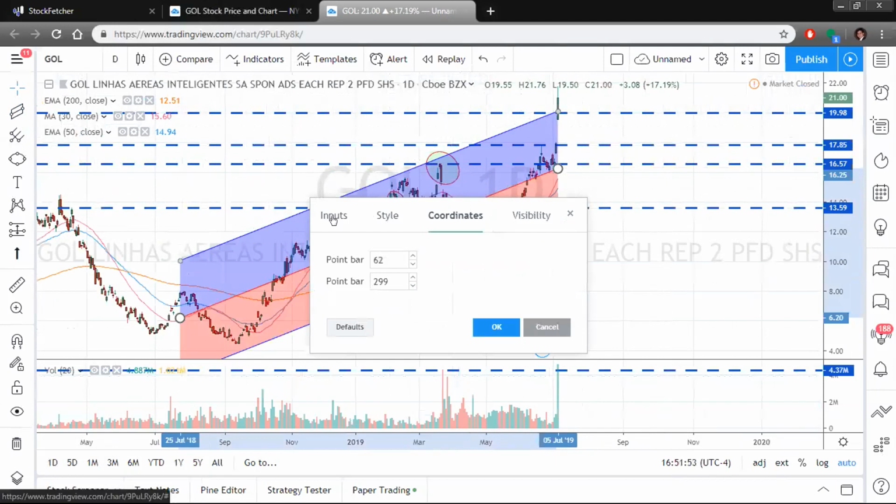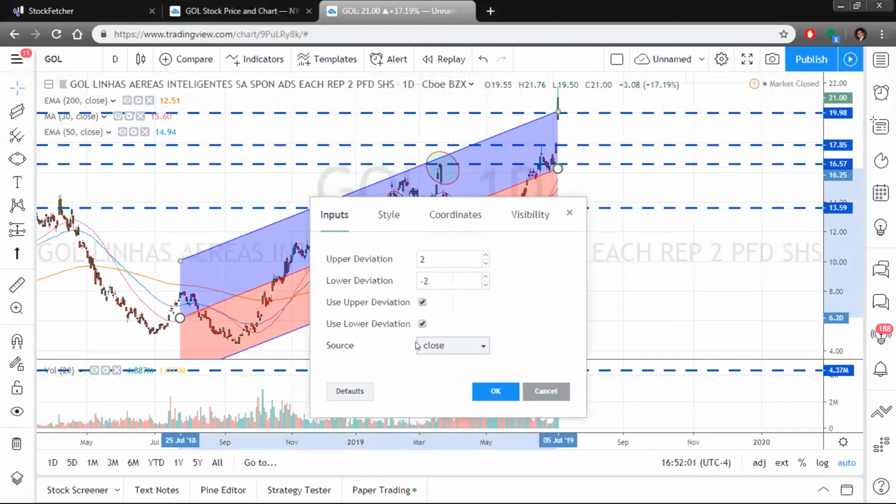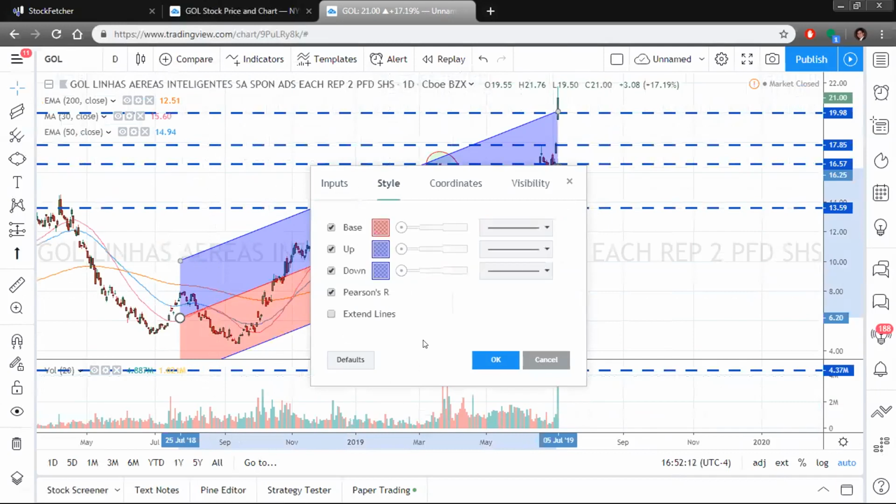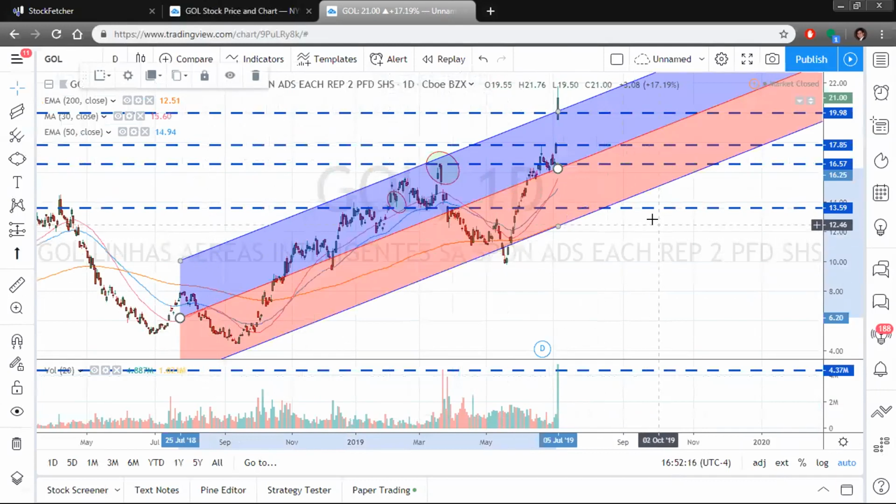Let me input coordinates, visibility. Where's that one? Right. Extend line. There you go. So the next possible support of this one is right here on 1785, because it had already reached the upper channel. So most of the time, if it reaches the upper channel, it will always try to go back down and find the next support before it's going to go back up.